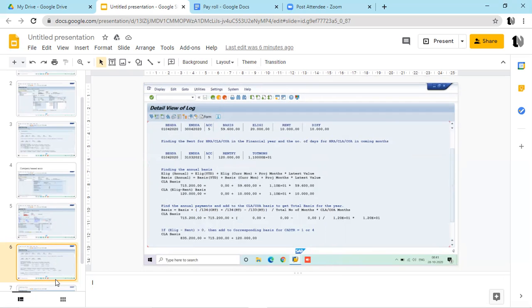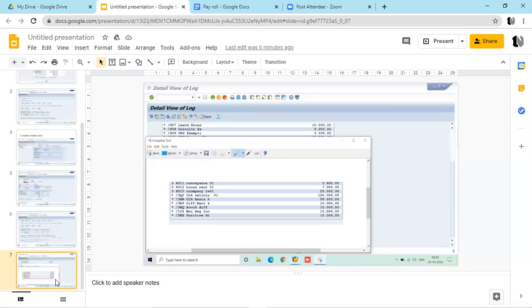20,000, correct. Now, for the calculation, whatever wage types are required, those wage types are generated, right? Like your CLA basis is calculated. So this is the CLA calculation, 1,22,000. Yes, sir, this is the correct one. You have done it. Have you done anything else beyond this?